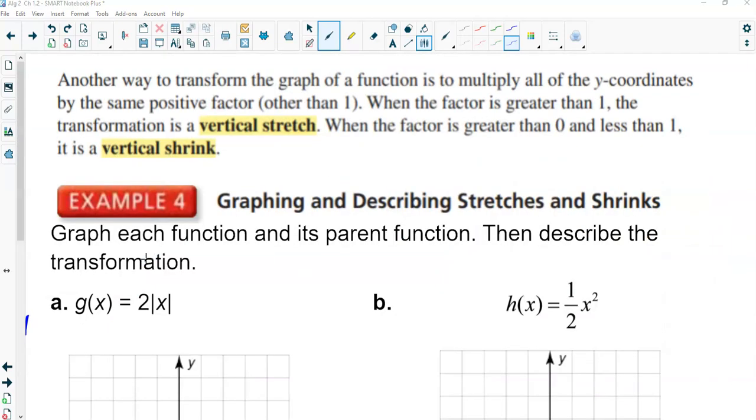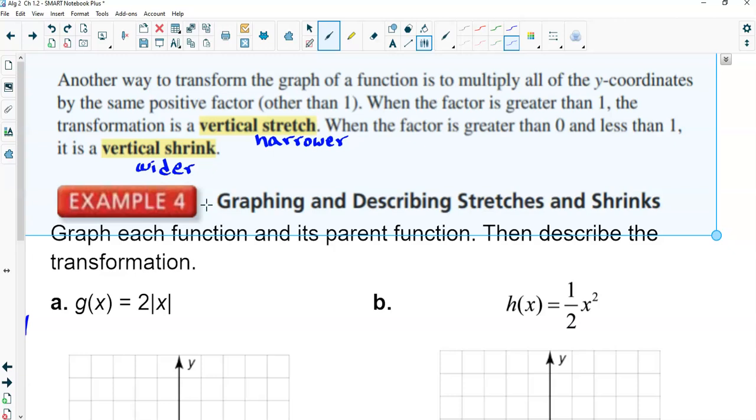Another type of transformation is your vertical stretch and your vertical shrink. Remember, in the vertical stretch, it gets narrower. So let's write that down. It gets narrower in the vertical stretch, while in the vertical shrink, it gets wider. Think about a gummy bear, right? If you shrink it, if you squeeze it down, what's going to happen to the gummy bear is it's going to get fat. It's going to get really fat. It's going to try to expand.